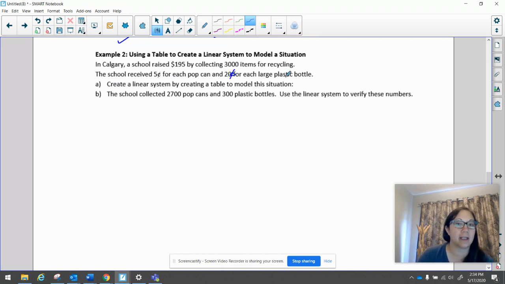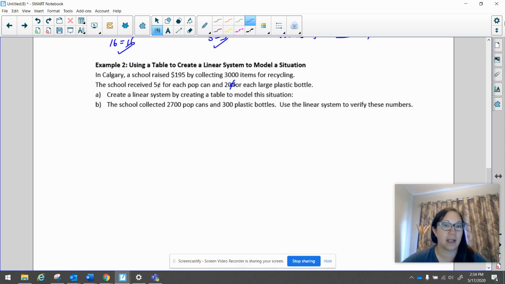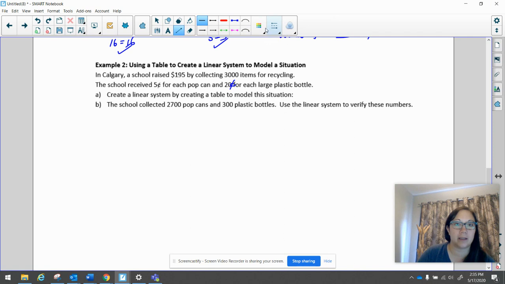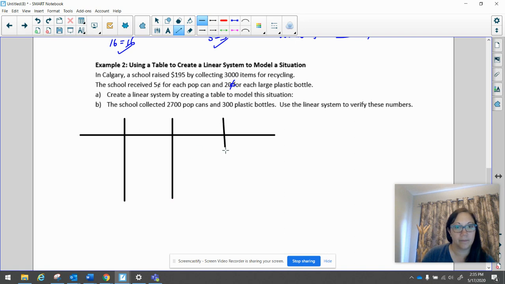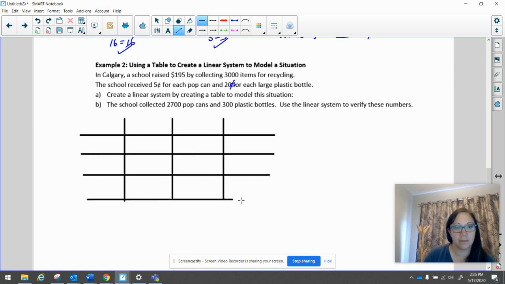A, create a linear system by creating a table to model the situation. And B, the school collected 2,700 pop cans and 300 plastic bottles. Use the linear system to verify these numbers. Okay, so we're going to make a little chart here. I'm going to try to draw this as neatly as I can, using the line function. So I'm going to make a chart that has 4 columns and 3 rows. We're going to go cans, bottles, and then the total. So just a really quick table.